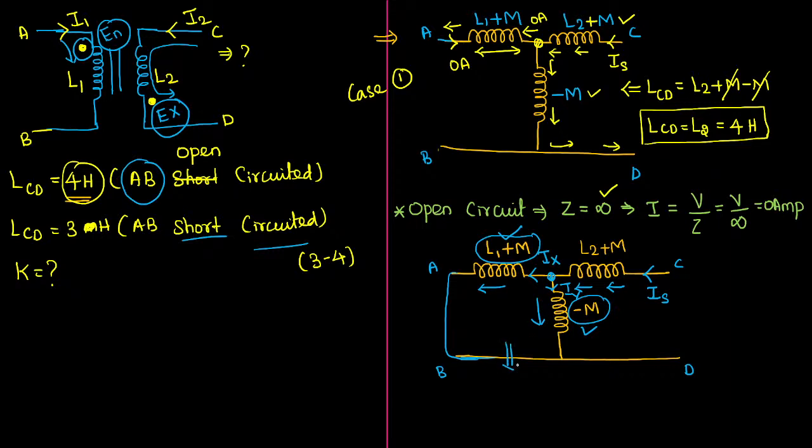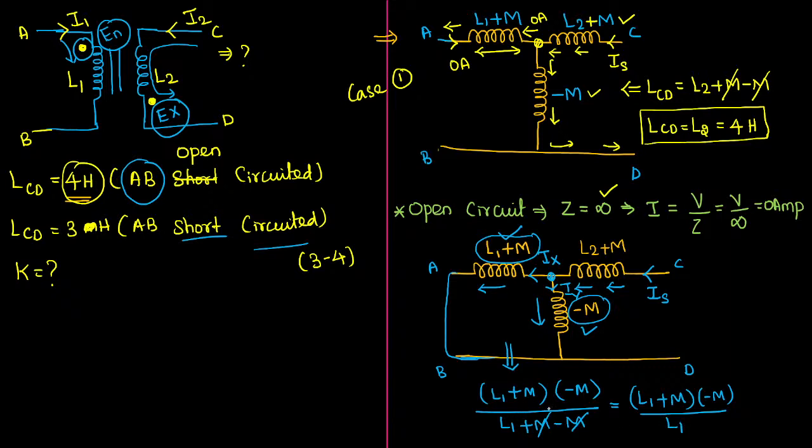For this, you know how to calculate the equivalent value, L equivalent for the parallel configuration. For this we can write L1 plus M connected in parallel with the minus M, divided by the total inductance L1 plus M minus M. This is the addition of total inductance. In the denominator, if you observe, minus M plus M got cancelled. So for this parallel circuit, I am getting L1 plus M into minus M, and in the denominator we are having L1. This is the overall value.